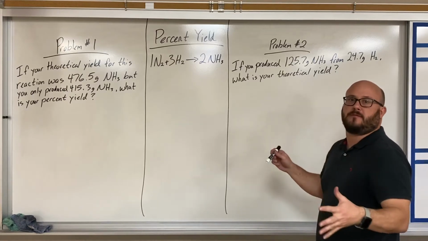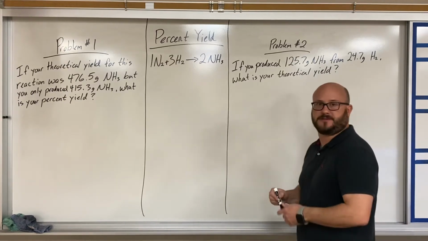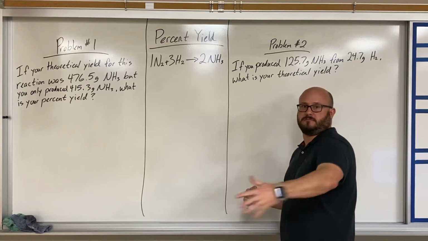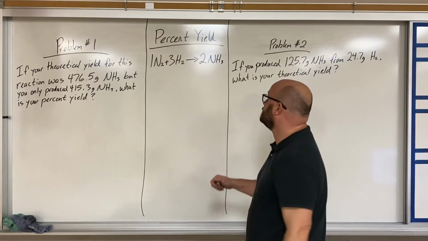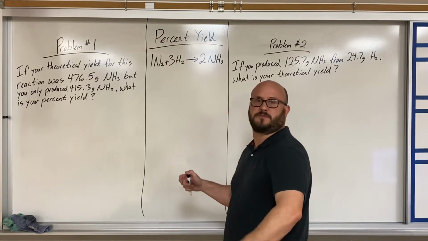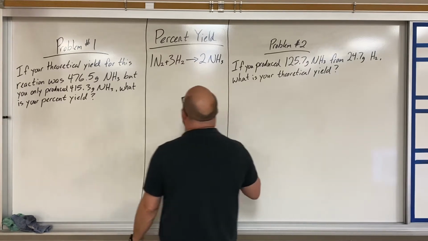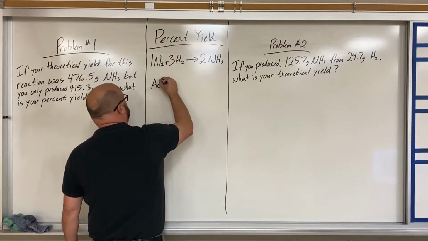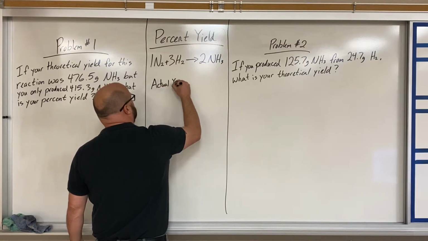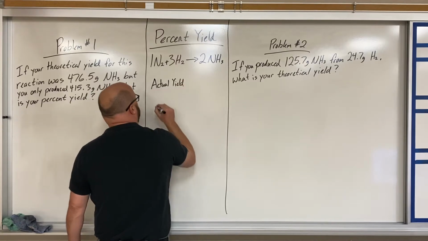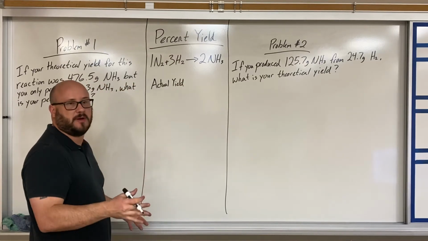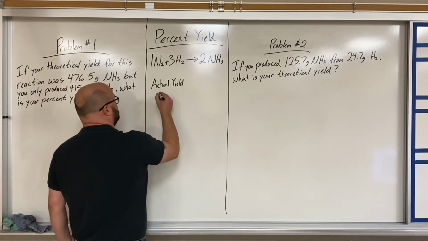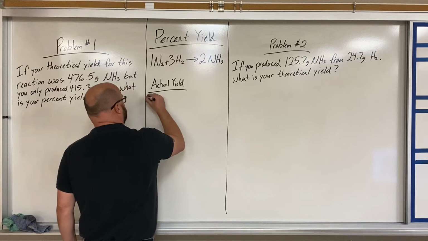First up, let's look at what the formula for percent yield is. It's simply a percentage, just like you've done in most math classes you've ever been in. You're going to take your actual yield, which is how much you actually came up with in a reaction, how much mass in the laboratory, divided by your theoretical yield.